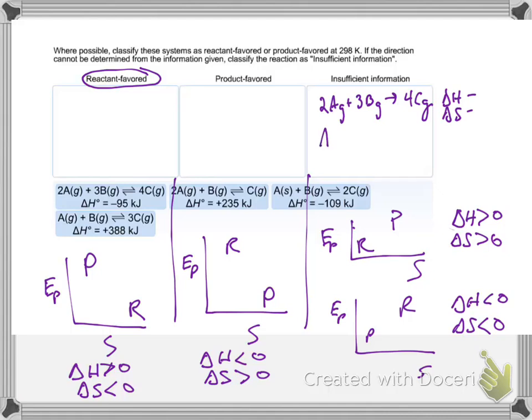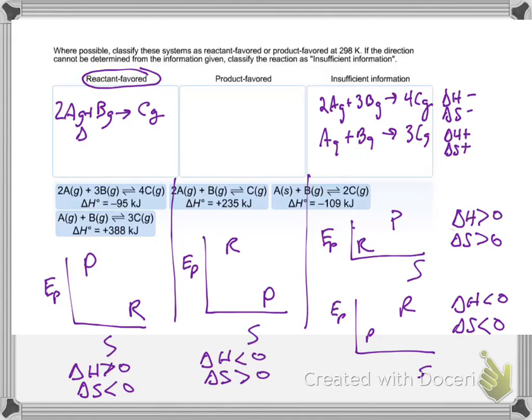That occurs with the two gas molecules of A reacting with 3 gas molecules of B to make 4 gas molecules of C. We get an exothermic reaction and the entropy decreases. We also have that in the reaction of A and B as gases reacting to make 3 gas particles. Delta H here was given as positive, and delta S here is positive as 2 gas particles make 3.